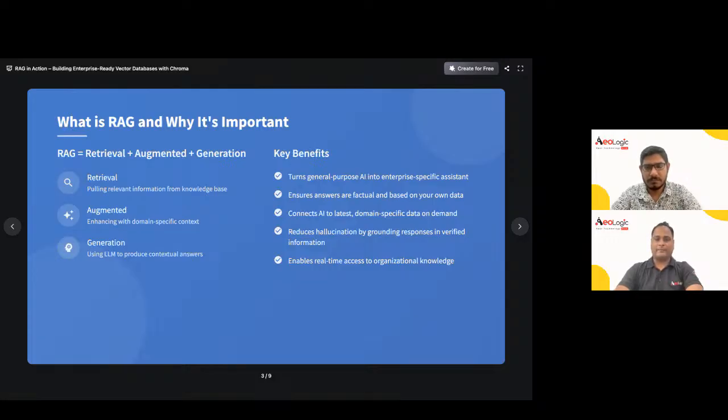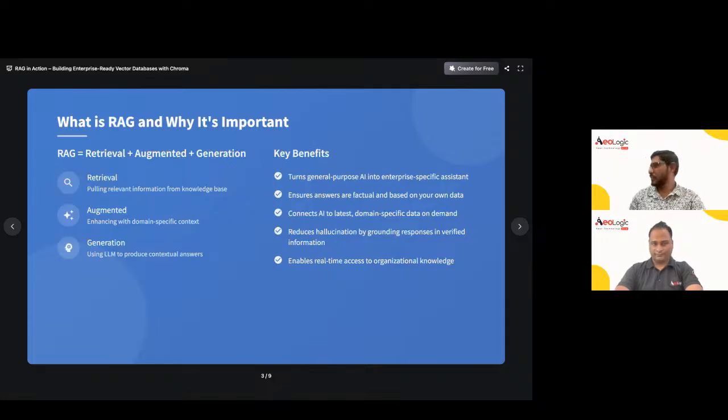For vector databases, we have many options: we have Pinecone, we have FAISS, we have PGVector, we have Chroma, and many more. Today we will stick to Chroma, and let's decode how Chroma helps make this process simple, fast, and enterprise ready.